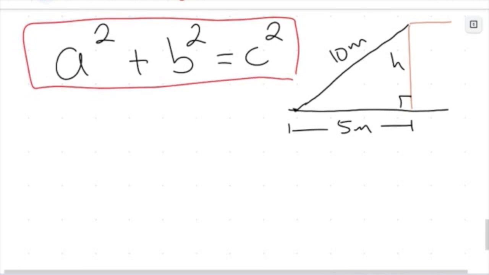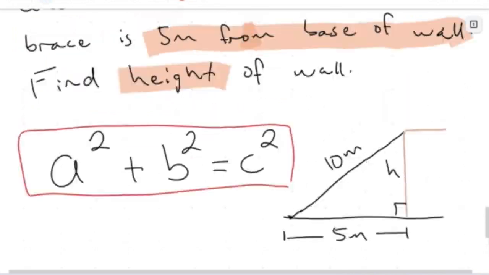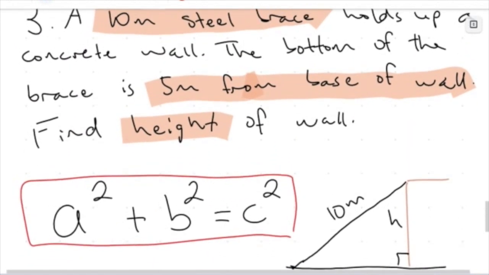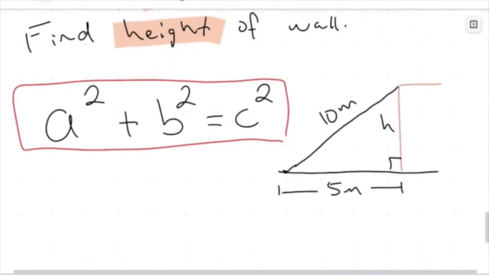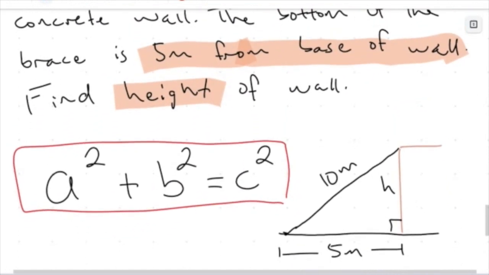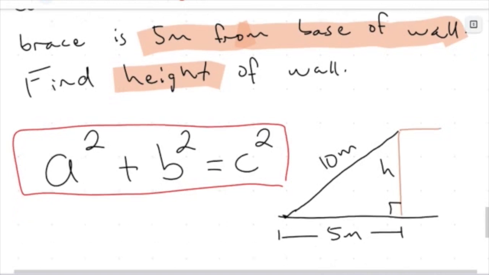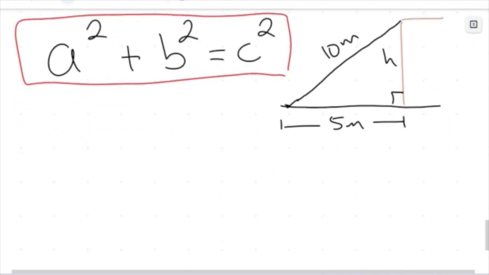Now I just want to substitute in the values here from my question. And look, we've translated the question perfectly into a drawing. We have a 10-meter brace. We have that it's 5 meters from the base of the wall. You can see here, 5 meters from the base, the bottom of the wall. And I've drawn my wall to which I want to find an unknown height of h. Now, once I have this, I can substitute in the values that I'm given from the question.